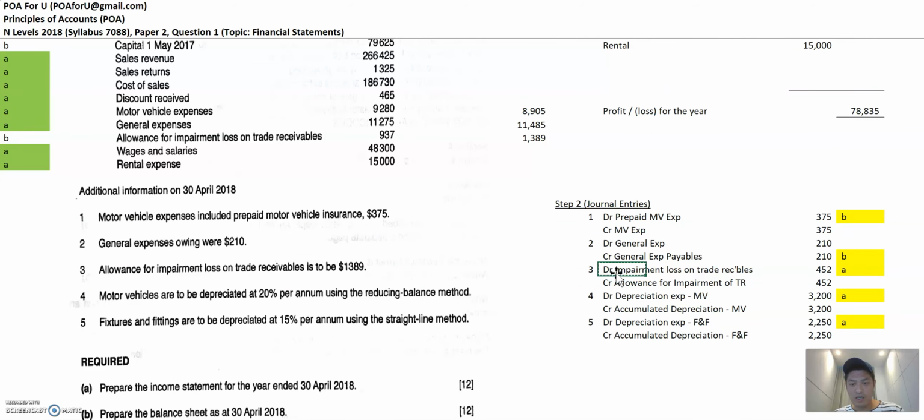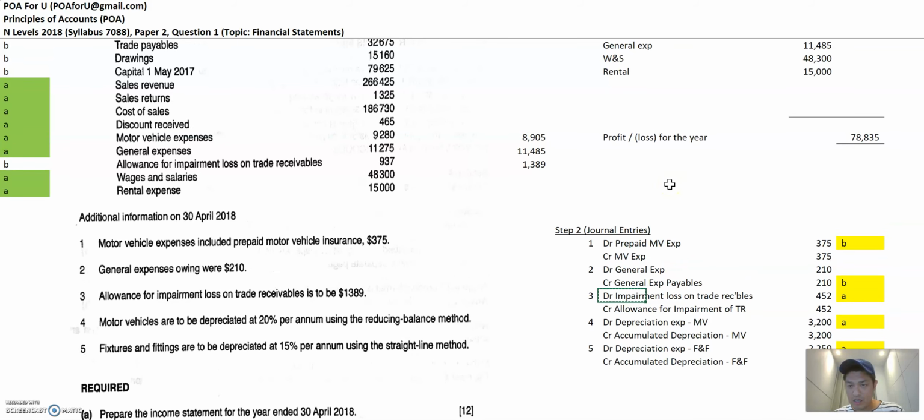So we're going to move the impairment loss on trade receivables first, and I'm going to move it up here, and then I'm going to move 452. I'm going to mark this as done. I'm going to put here 452, and then the next one is accumulated depreciation expense for motor vehicles. I'm going to call this 3,200, and then I'm going to mark this as done.